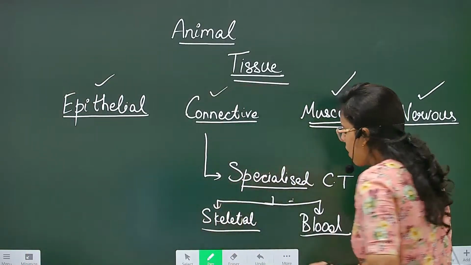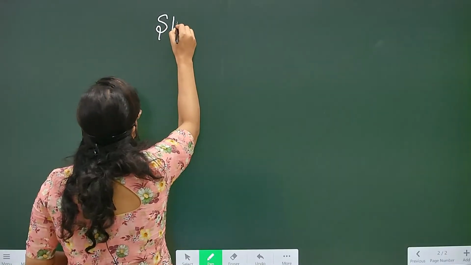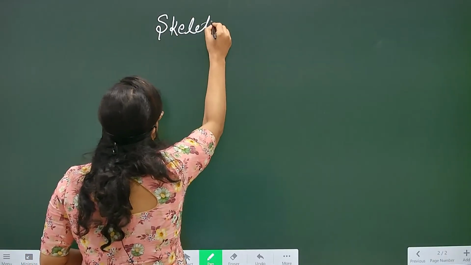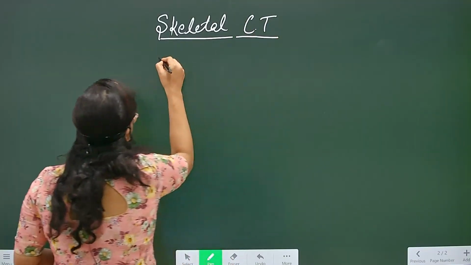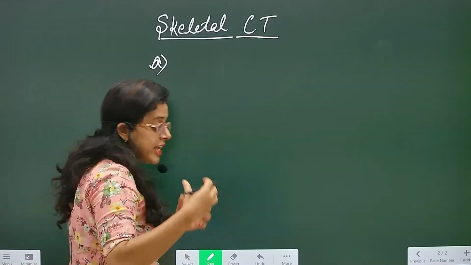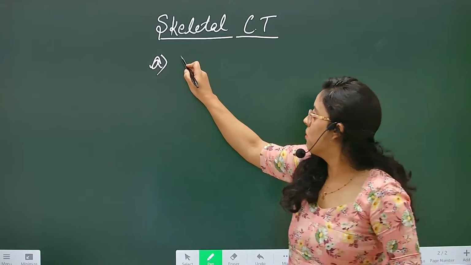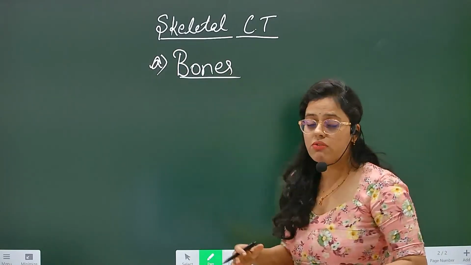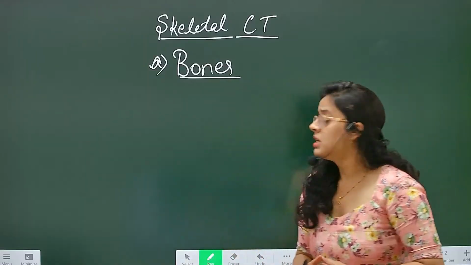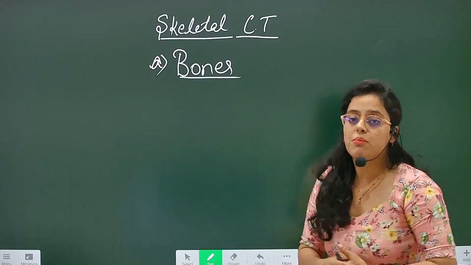So let us take the topic skeletal tissue. Skeletal tissue is a specialized connective tissue. Remember, this is very important. Skeletal connective tissue. Okay, so the very first part of the skeletal framework of the body is made up of mostly bones. We are able to stand, and the structure or shape of the organism is there, because of bones.